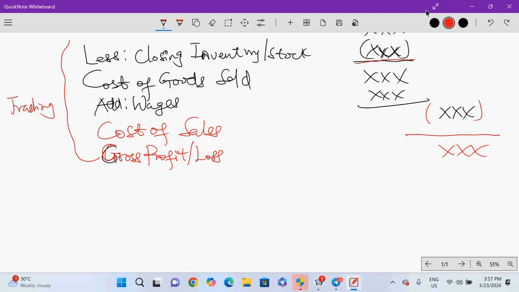And then the profit or loss continues from there. So the trading part looks at any direct cost, any direct cost that is related to the entity. But any indirect expenses would come to the P&L.